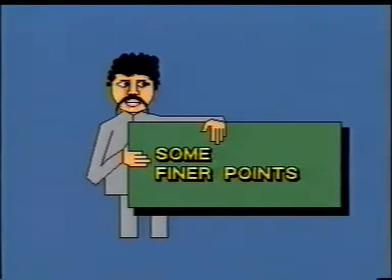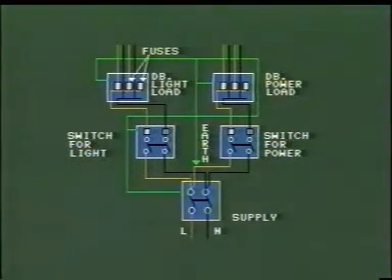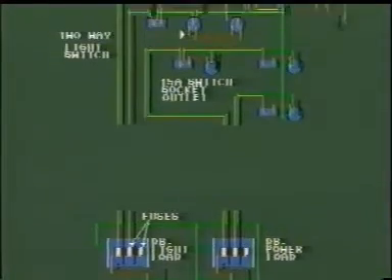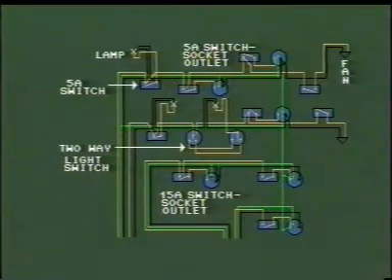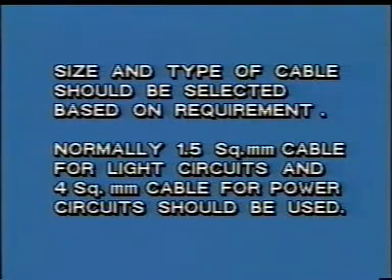The quality of wiring can be improved if the following points are kept in mind. Layout of proposed wiring should be drawn beforehand. Size and type of cable should be selected based on requirement. Normally, 1.5 square millimeter cables for light circuit and 4 square millimeter cable for power circuit should be used.